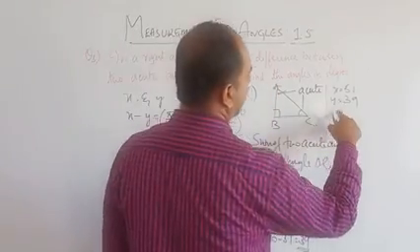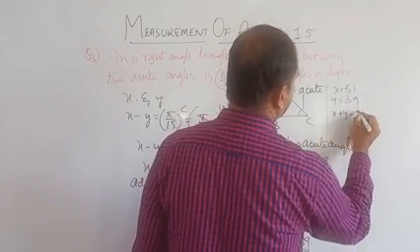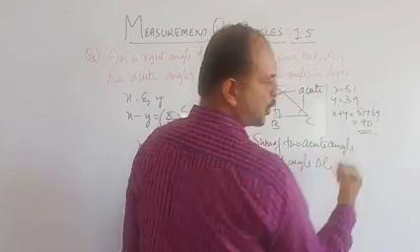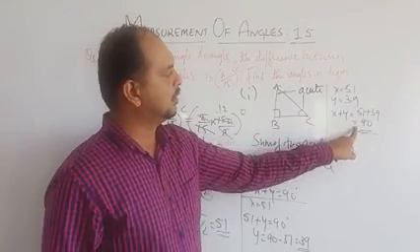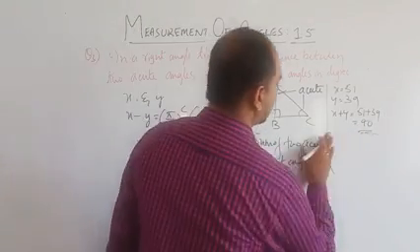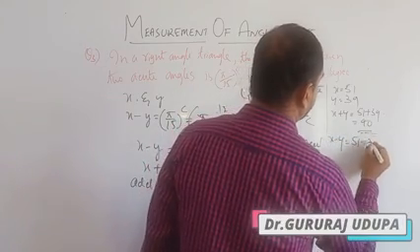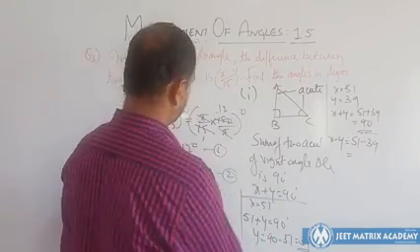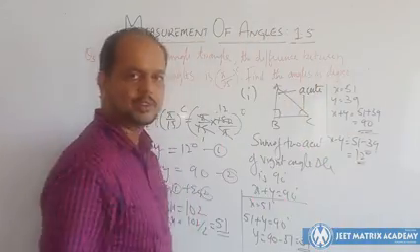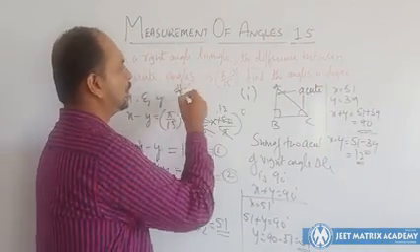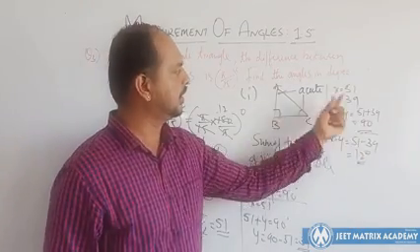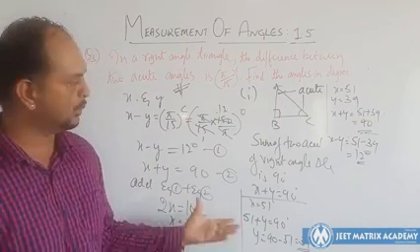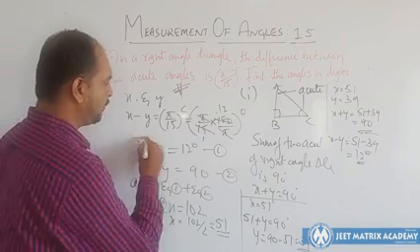Okay. Check: x plus y equals 51 plus 39 equals 90. It is true. The sum of the two angles is 90, and the difference between the two angles, 51 minus 39, is 12. Both are satisfied, so the answer is correct and we got the angles in degrees: 51 degrees and 39 degrees. This is how you are supposed to do such problems. This is called the elimination technique.